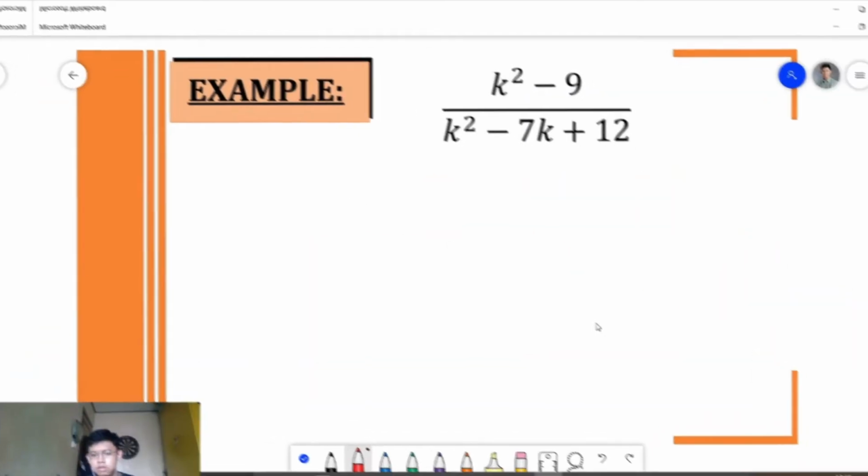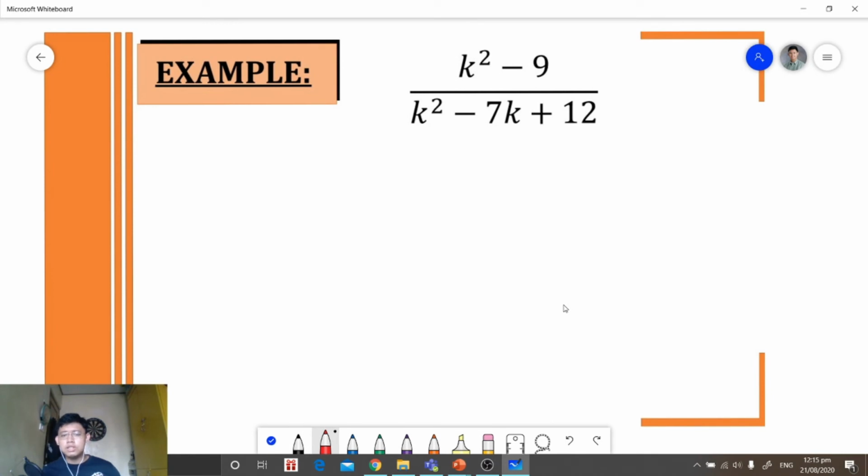Alright, let's have another example. For example, we're given this expression. So first thing that we need to do is to factor our numerator and our denominator. So first let's identify the factoring type that we're going to use for our numerator and our denominator. For our numerator, we are going to use difference of two squares. For our denominator, we're going to use quadratic trinomial case number 1.